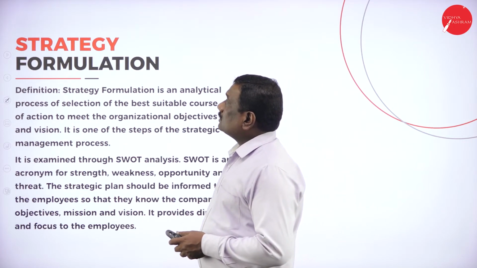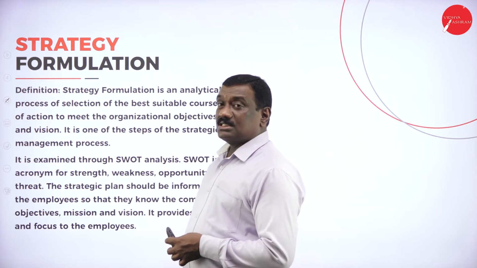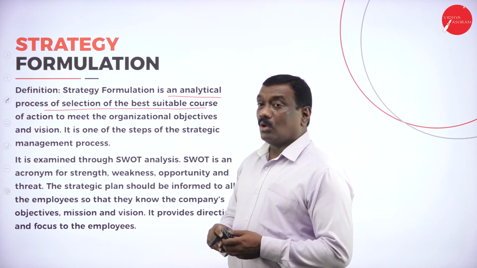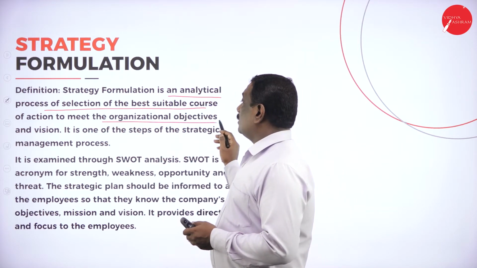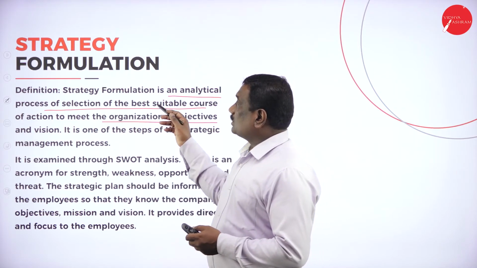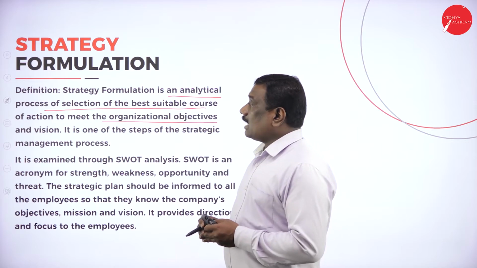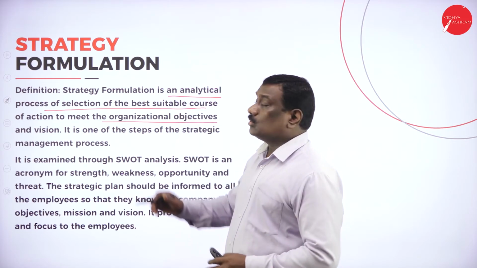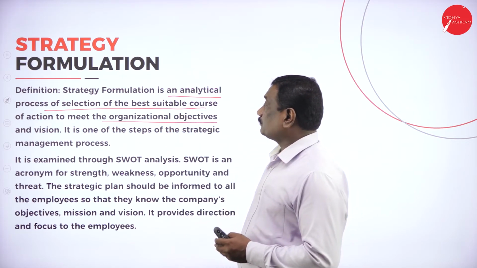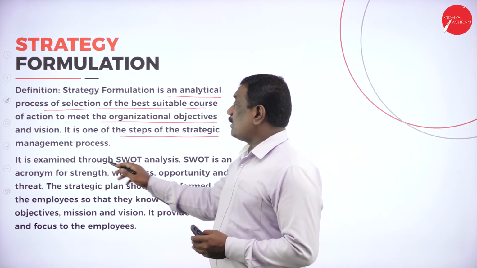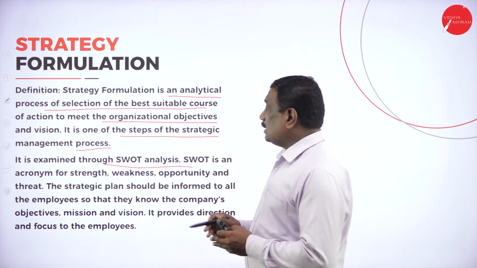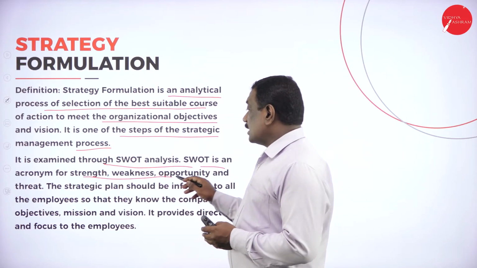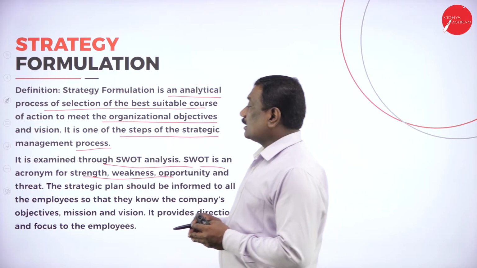Now coming to the next part, strategy formulation. The definition of strategy formulation says it is an analytical process of selection of the best suitable course of action in order to meet the organizational objectives and the vision. It is one of the important steps of the strategic management process, and this can be examined through SWOT analysis. What is SWOT analysis? SWOT is an acronym for strength, weakness, opportunity and threat.